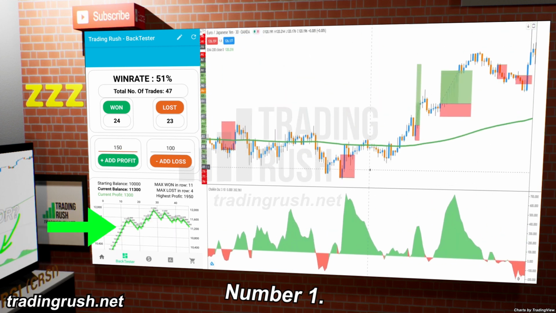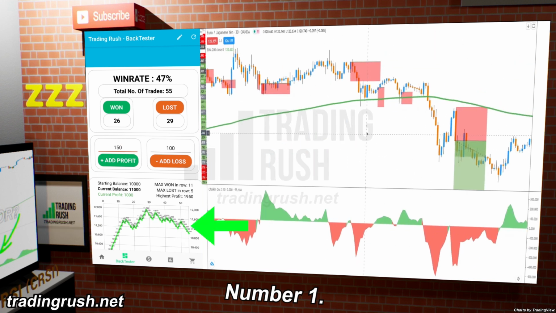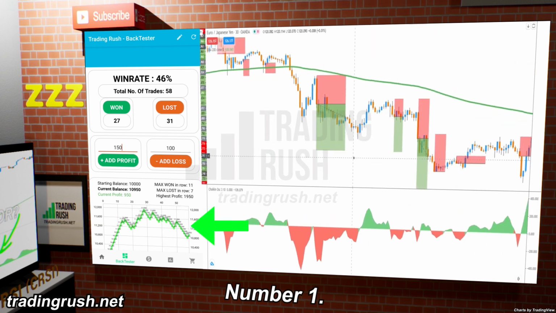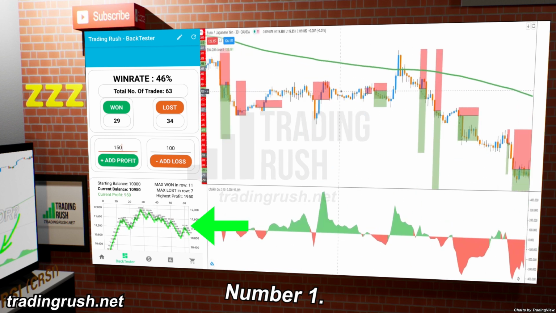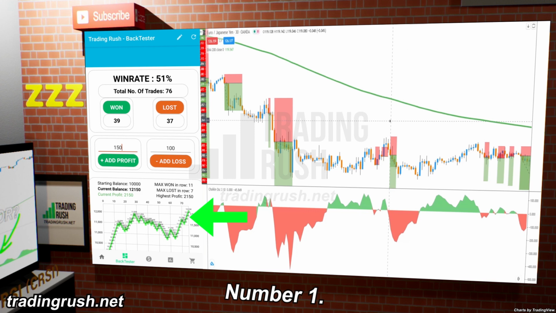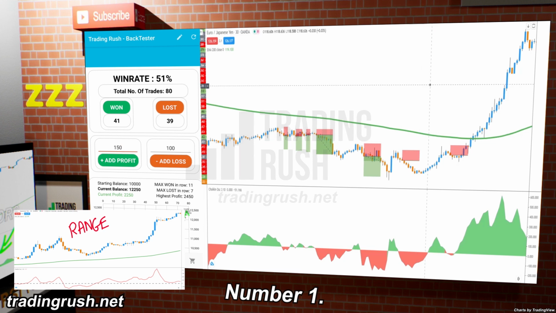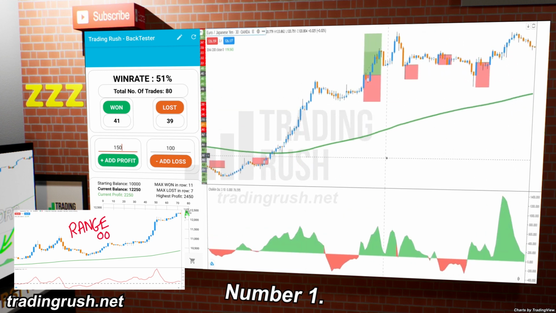You can see this in the Trading Rush app. When the price was trending, the profit line was going up. Then it slowly went down when the price was changing the trend direction or was moving slowly. It gave back some of the profit it made, but when price started to move again in one direction, it made even more profit. You can filter the range market by using other indicators like the Alligator.